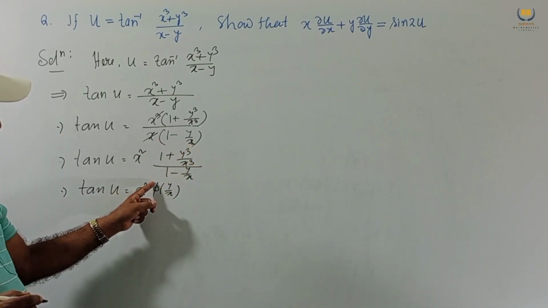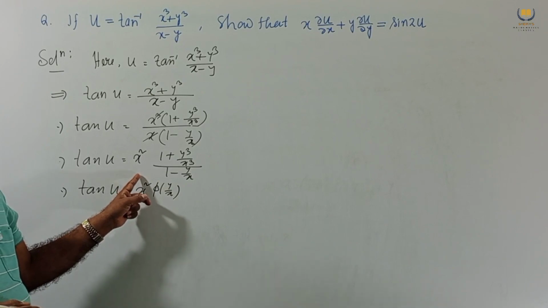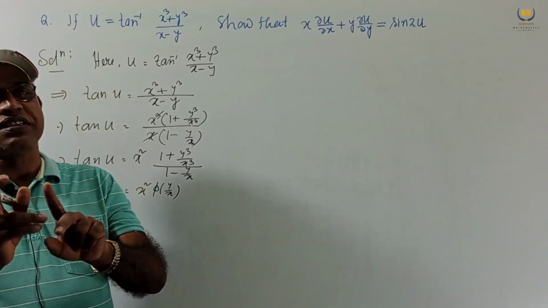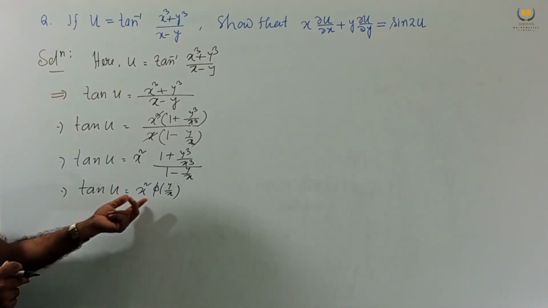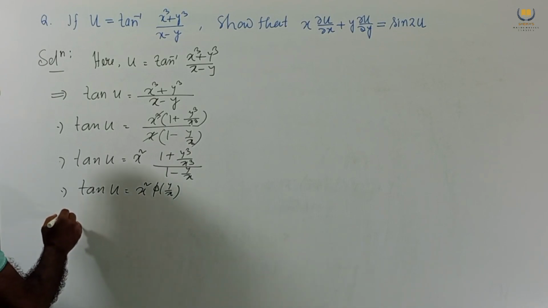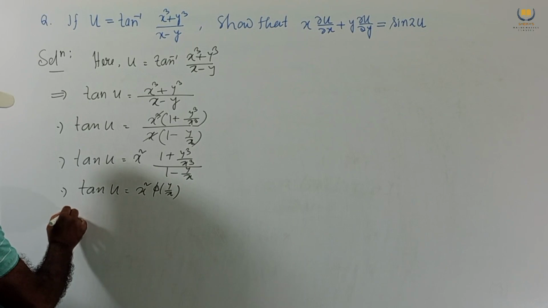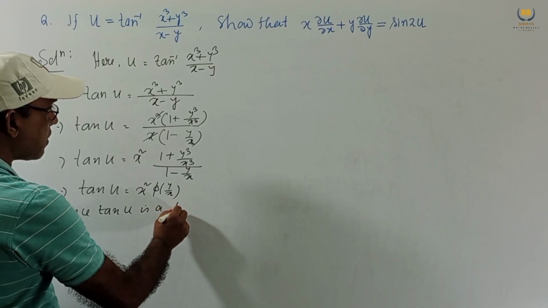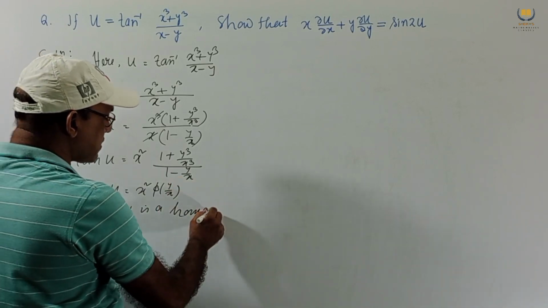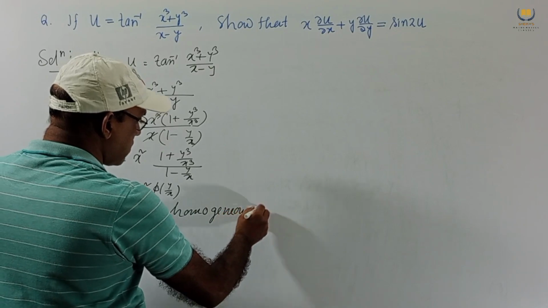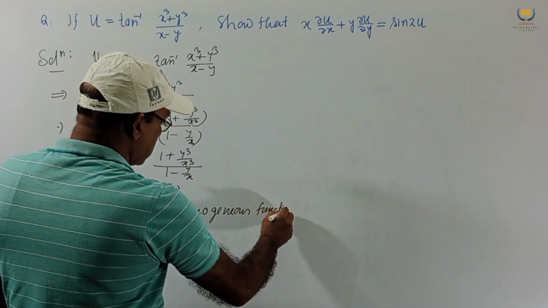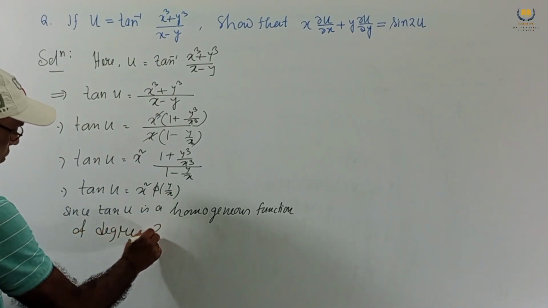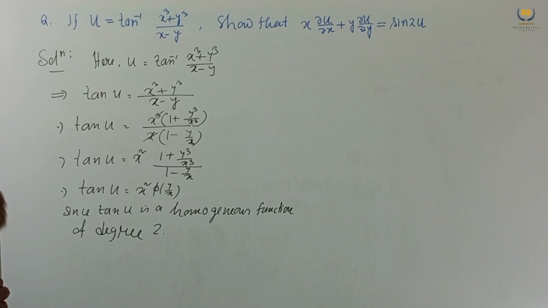Now what is the power of x? The power of x is 2. So this is a homogeneous function of degree 2 because the power of x is 2. So tan u is a homogeneous function of degree 2. Therefore, since tan u is a homogeneous function of degree 2, this is a homogeneous function of degree 2.